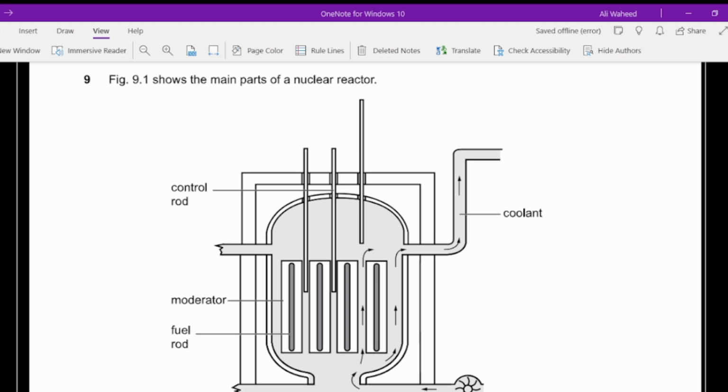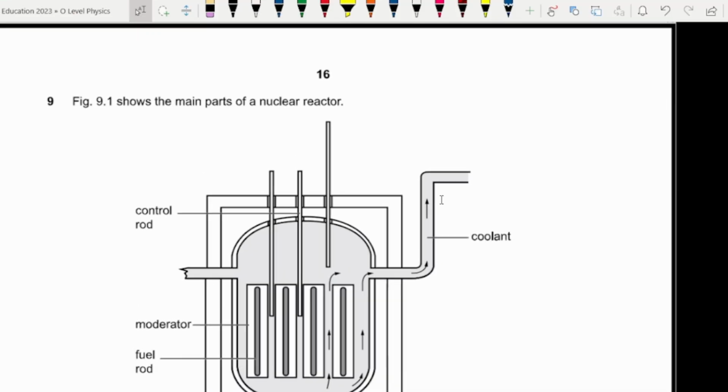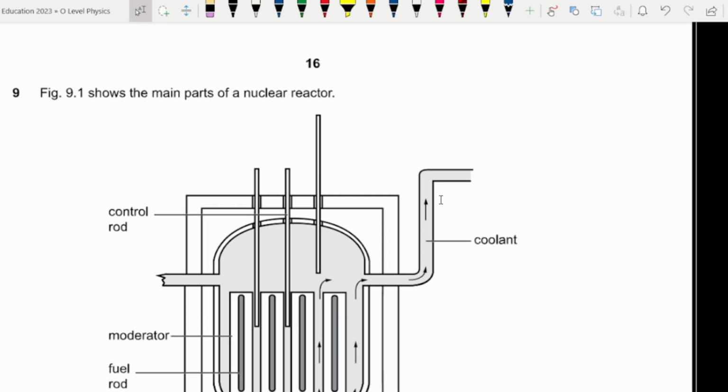Alright, moving on to the next one. This is the second last question from here. Figure 9.1.